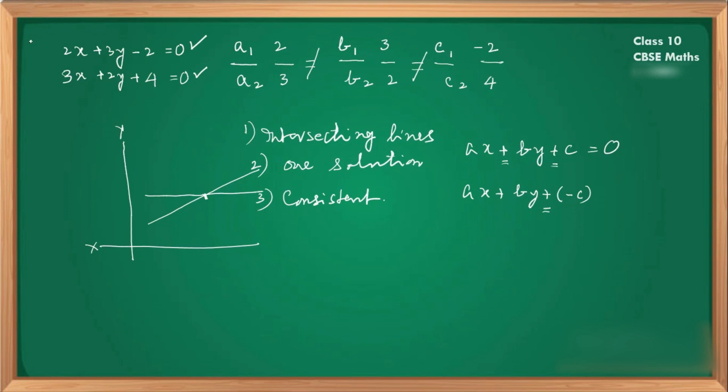Suppose you call this case number 1. In this case, you have two lines where the ratios of A1 by A2, B1 by B2 and C1 by C2 are compared, and if they are not equal, such lines will be intersecting when you draw them on the graph, and there will be only one solution, and they are called consistent. Now we go for the second. Let me write down the second condition.